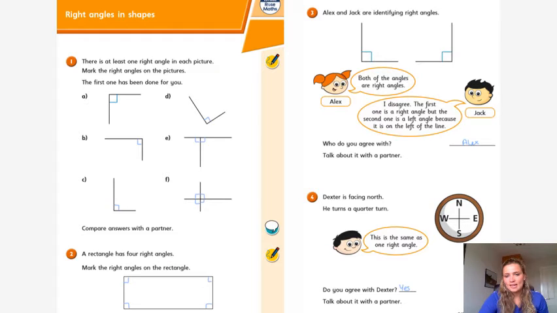Do you agree with Dexter? He says this is the same as one right angle. Well, yes, it is, because if it's a quarter turn, say if you go from north to east, you have turned a quarter, you've turned 90 degrees, so he is correct.